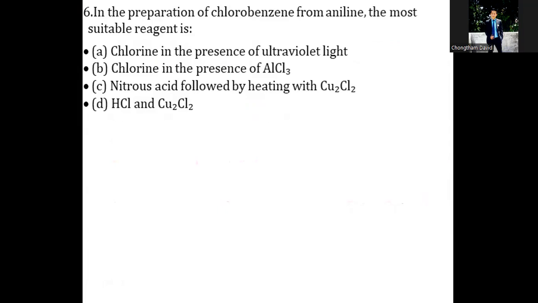Question number 6. Let us read question number 6. In the preparation of chlorobenzene from aniline, the most suitable reagent is... Okay, let us read all these options. Chlorine in the presence of ultraviolet light, chlorine in the presence of aluminum chloride, nitrous acid followed by heating with copper chloride, hydrochloric acid and copper chloride. So which do you think is the most suitable reagent?